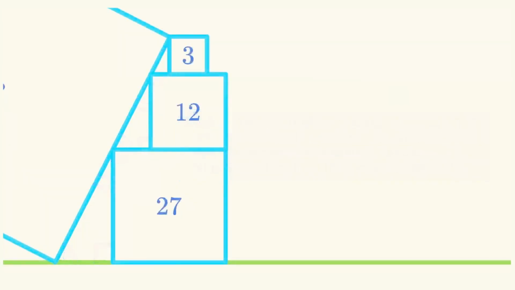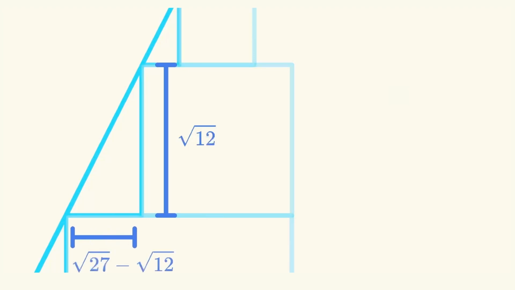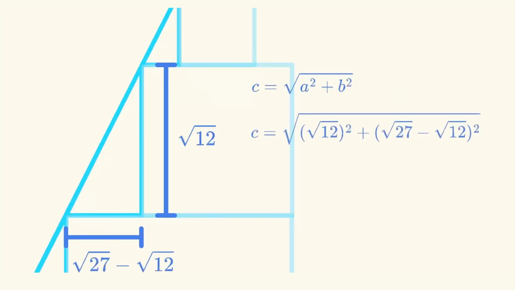Since we know the areas of the squares, we can find their side lengths by computing the square root of their areas. The side length of the bottom square is the square root of 27, and the side length of the middle one is the square root of 12. With these two measurements in hand, we can get the lengths of both legs of the middle triangle. A simple application of Pythagorean theorem reveals that the length of its hypotenuse is the square root of 15.